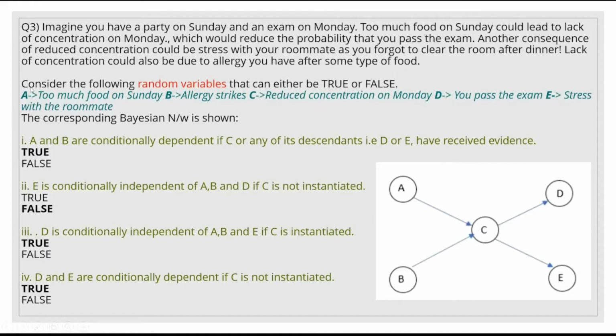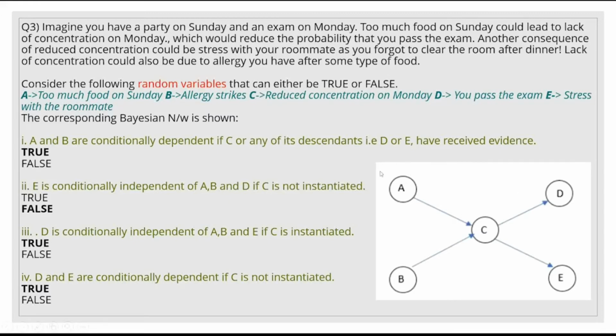Now, we have to consider the random variables given as follows, which can either be true or false. A is too much food on Sunday. B specifies if allergy strikes. C is the reduced concentration on Monday. D is you pass the exam. And E is if you have some stress with your roommate. This corresponding Bayesian network is shown in the figure here.